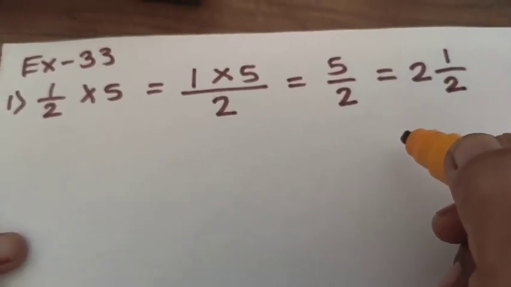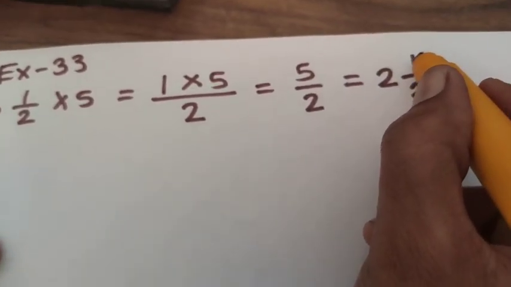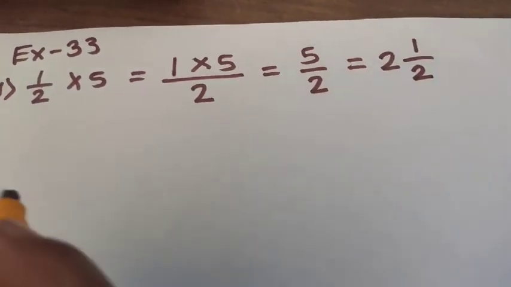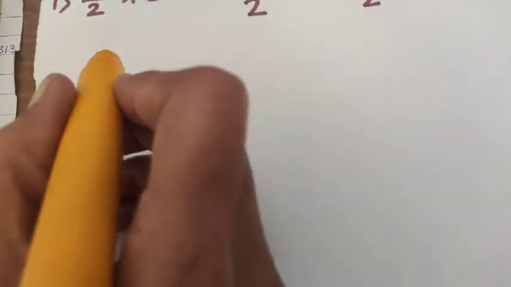Okay, 5 को आपको 2 से डिवाइड करना है. आपका क्वेश्चन यहाँ पे आएगा. डिनोमिनेटर आपको सेम लिखना है. Okay, next now I am solving sixth question.